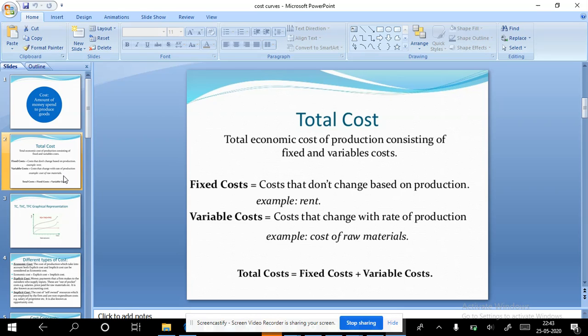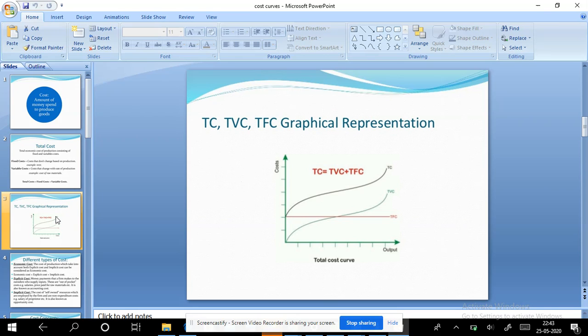Fixed cost means this is the cost which does not change based on production, for example, rent. And variable cost means it will change according to the rate of production, that is cost of raw materials. So total cost, the summation of both the costs, is called total cost.